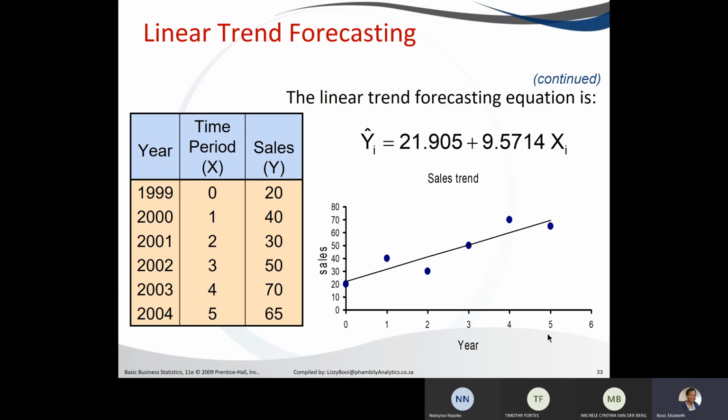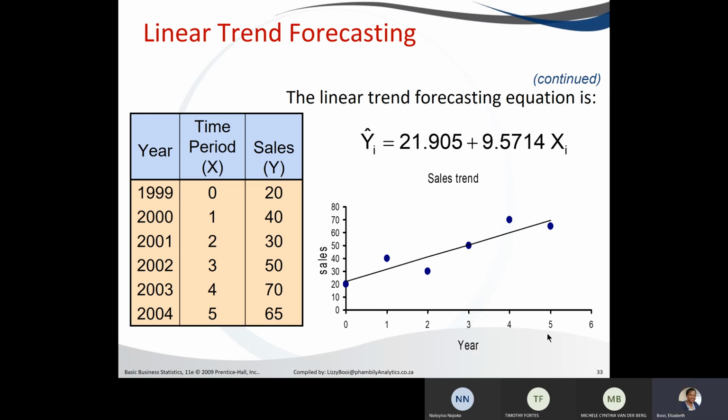21.905, which is our y-intercept, where x is equal to 0. It means the average value for y will be equal to 21.905. However, for every 1 unit increase, which is our slope, the data will increase by 9.5714. So if I put 1 for x, 21 will be added to 9.5 and create a new value for where x is equal to 1.